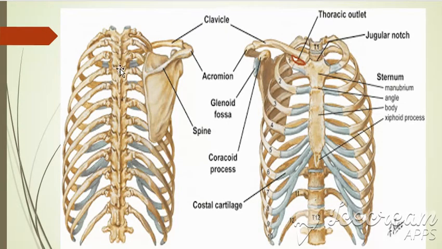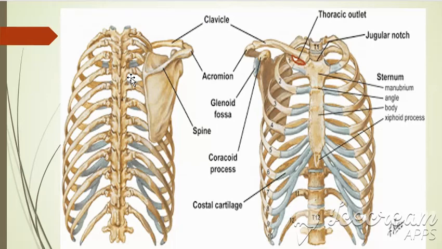This is the posterior midline. And the 3rd thoracic spine lies at the level of the roots of the spine of the scapula. This is the spine of the scapula, and it lies at the level of the spine of the 3rd thoracic vertebra. This is T1, T2 and T3, and this root of the spine lies at the level of the spine of the 3rd thoracic vertebra.